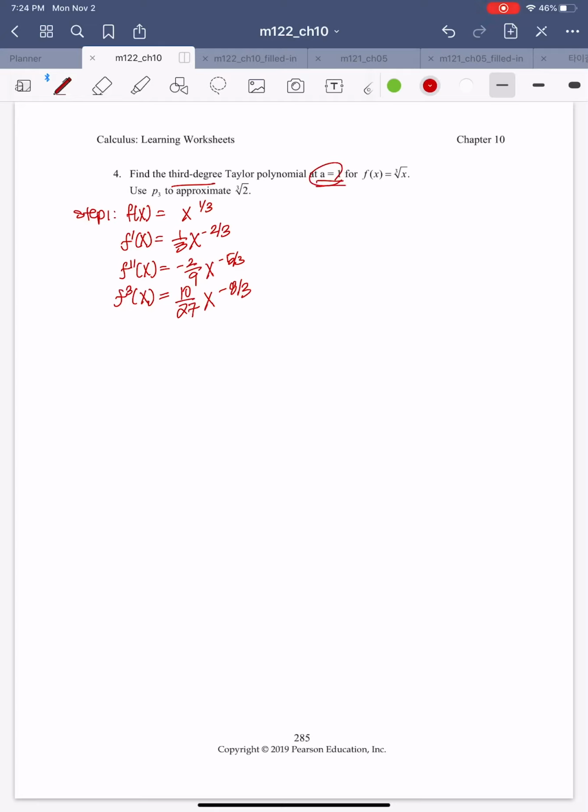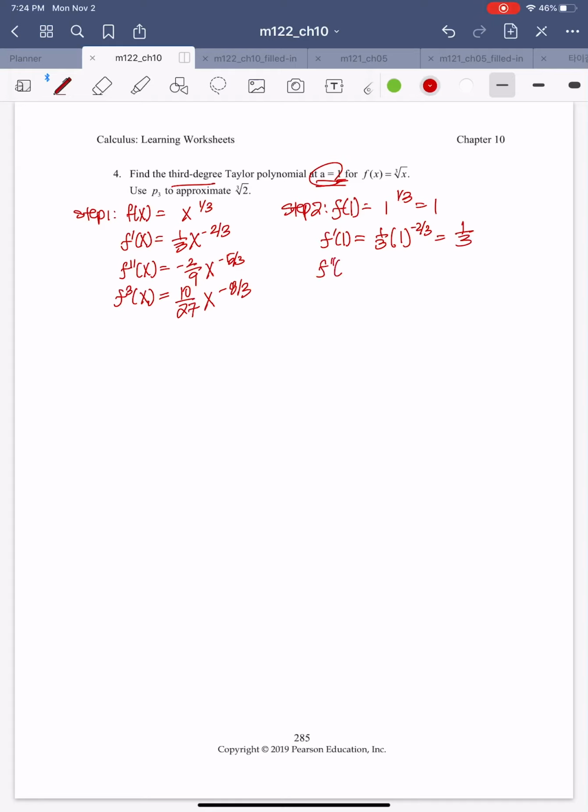Step 2, they want you to evaluate not at 0, but this time a equals 1. So I'm going to be substituting 1 this time instead of 0 because they give you the value as 1. So f of 1 is 1 raised to the 1/3, that's just 1. f prime of 1, that's 1/3 times 1 raised to the negative 2/3, which is 1/3.